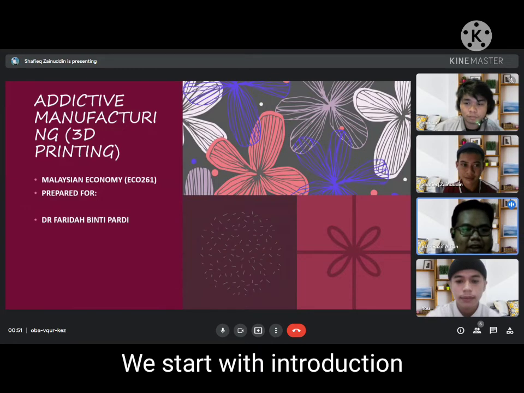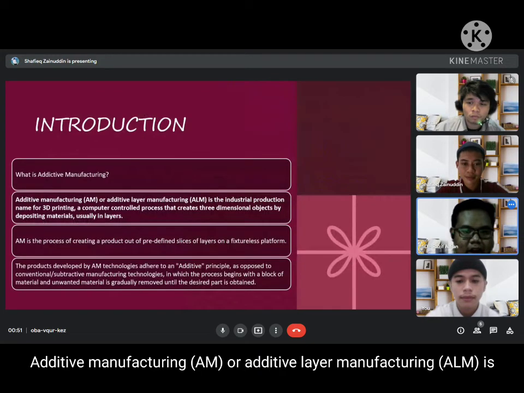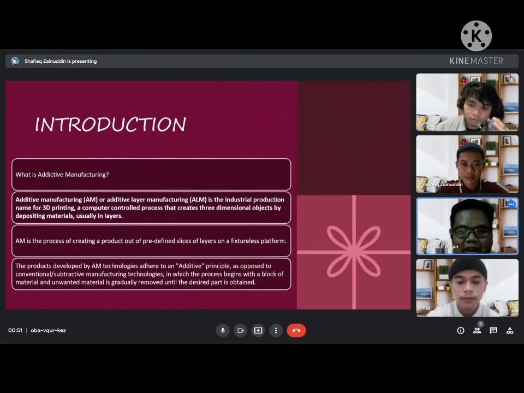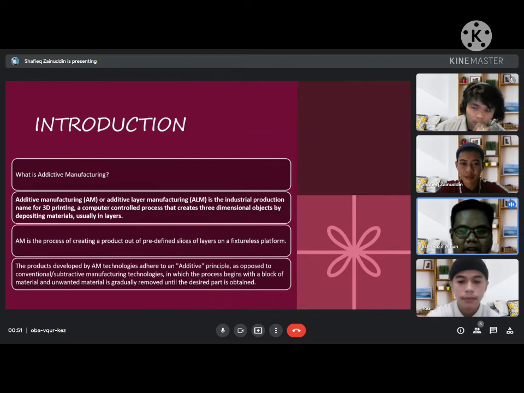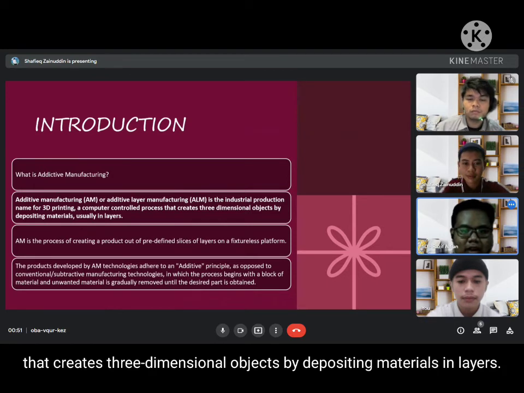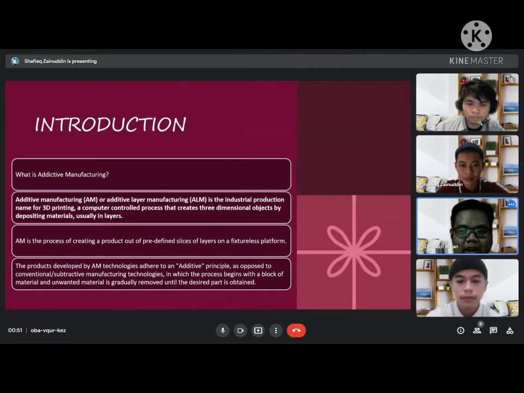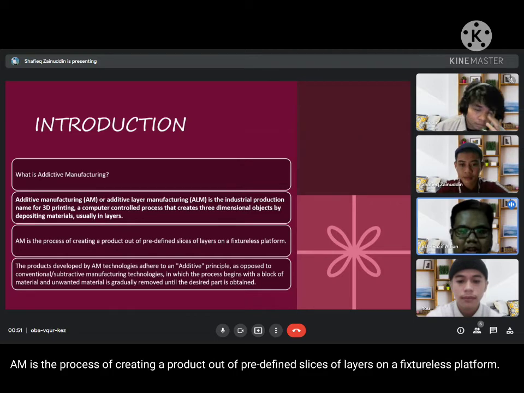We start with the introduction. Additive manufacturing (AM) or additive layer manufacturing (ALM) is the industrial production term for 3D printing, which is a computer-controlled process that creates three-dimensional objects by depositing materials in layers. AM is the process of getting a product out of predefined slices of layers on a featureless platform.